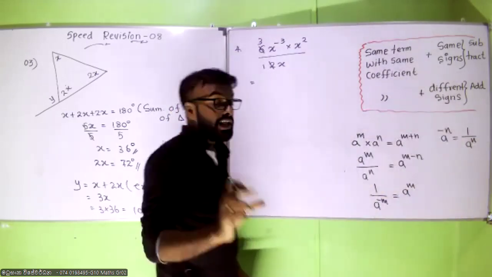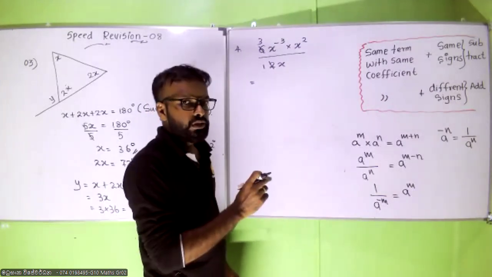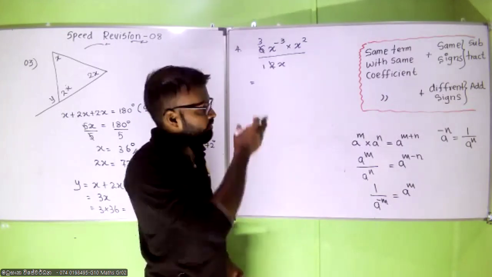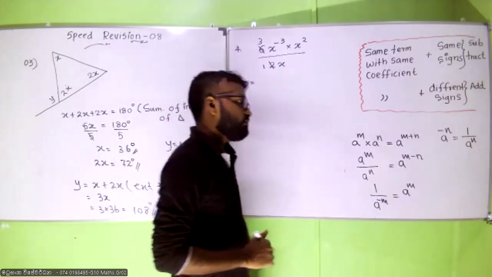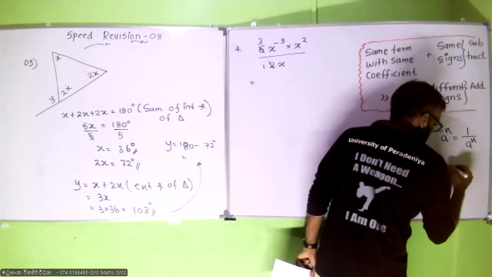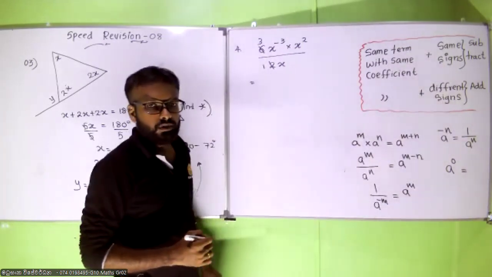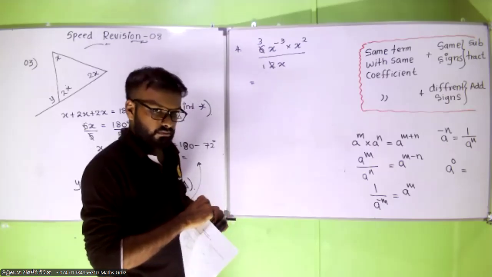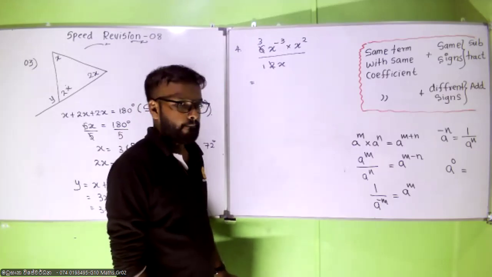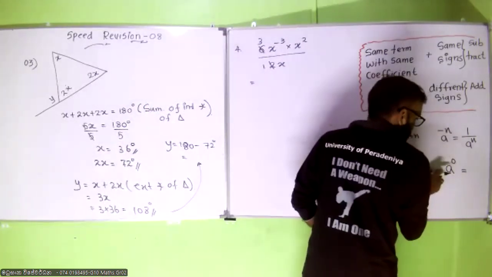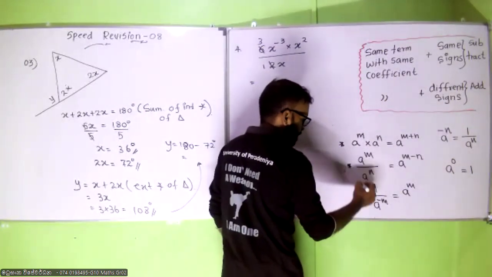If you feel like these things are very important, take a note down in your speed revision book or somewhere else. Also the most important thing: a to the power 0, what is the value? Yes, 1. Anything to the power 0 equals 1. So these are the basic things that you need to remember.